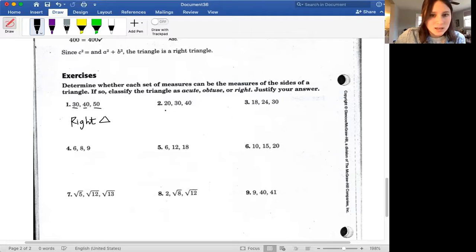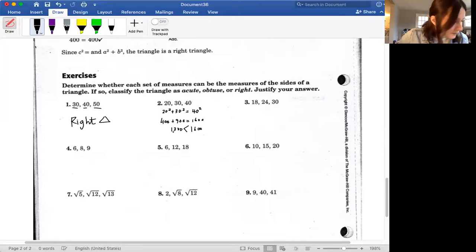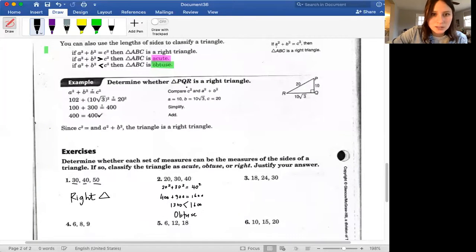So I'm going to see if when I square the legs and add them, that's greater than or less than 40 squared. So 20 squared is 400, 30 squared is 900, 40 squared is 1600. When I add these, that's 1300. Well, that's less than 1600. So if your hypotenuse squared is greater than the legs squared added, then your triangle is obtuse. You might want to look back up here to double check the relationship.